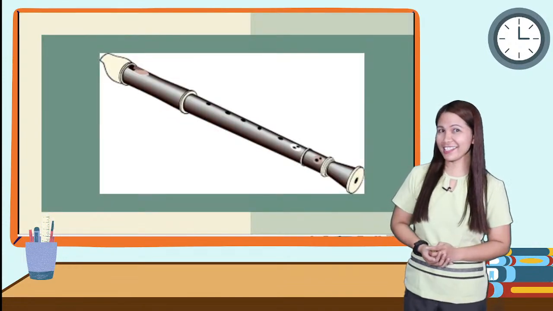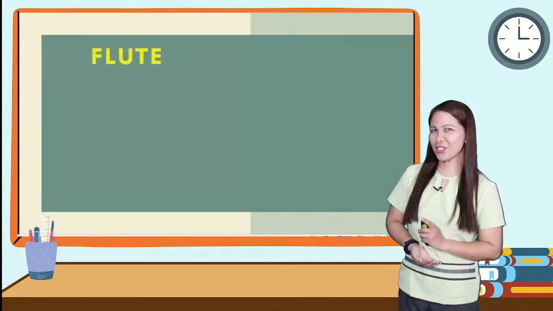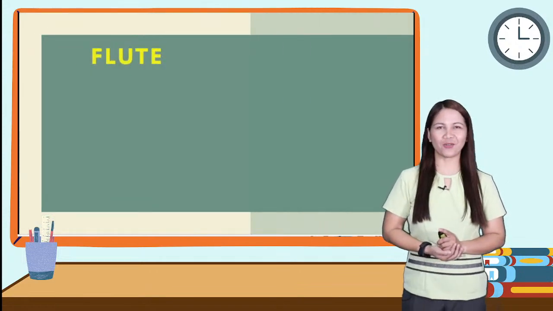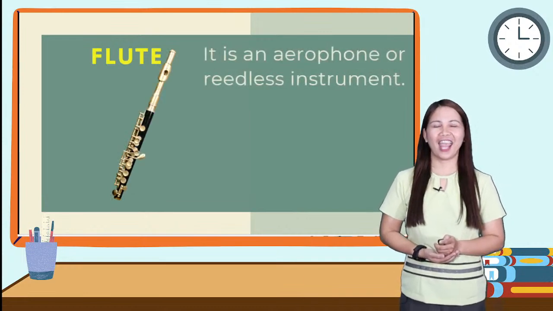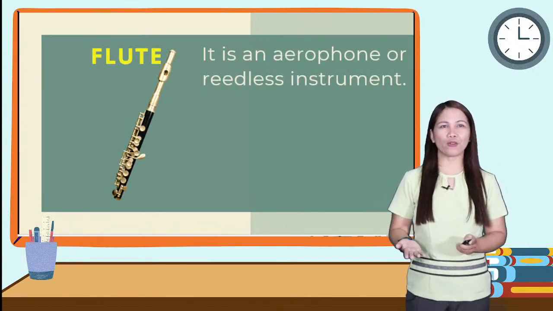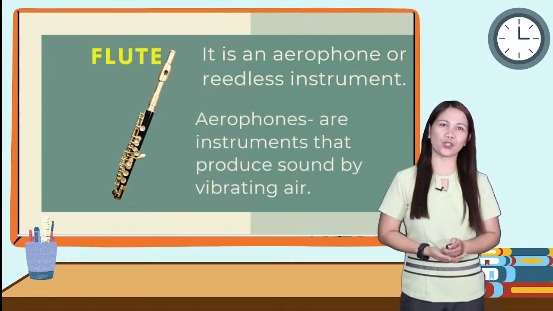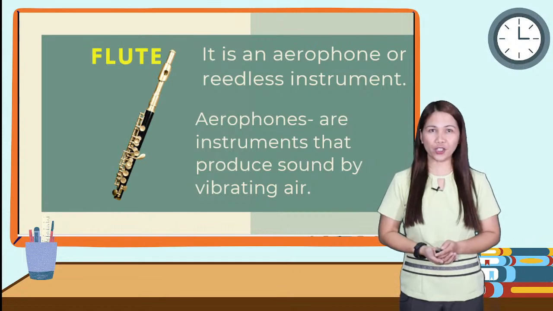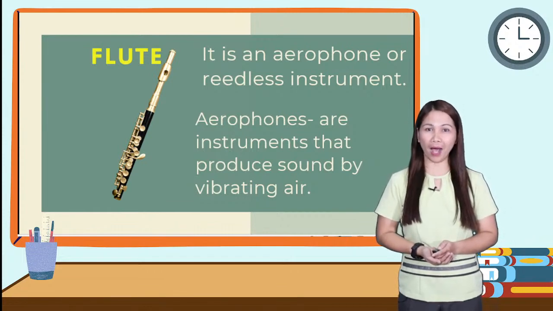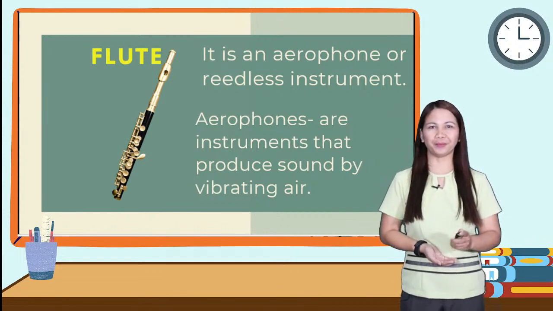Did you hear that? What musical instrument is that? That is right, it's a flute. A flute is an aerophone or reedless instrument. So when we say aerophones, these are instruments that produce sound by vibrating air.